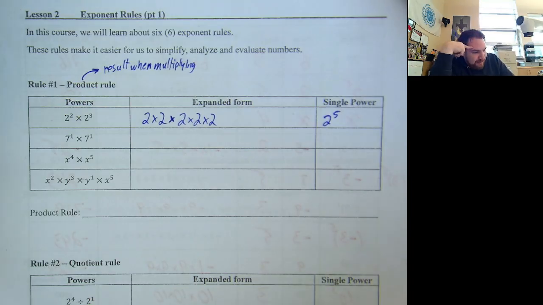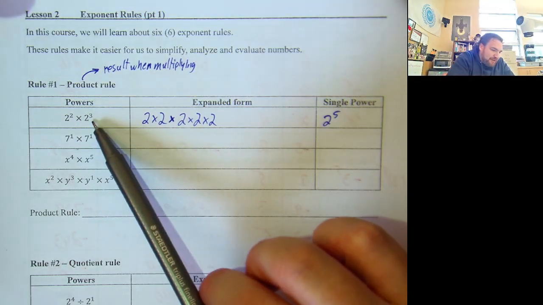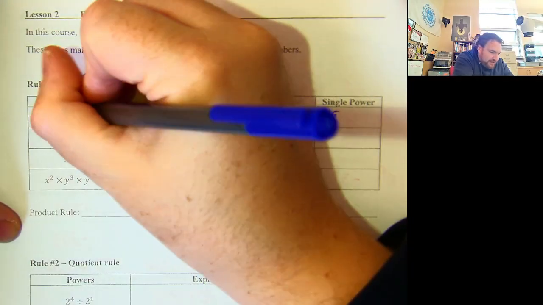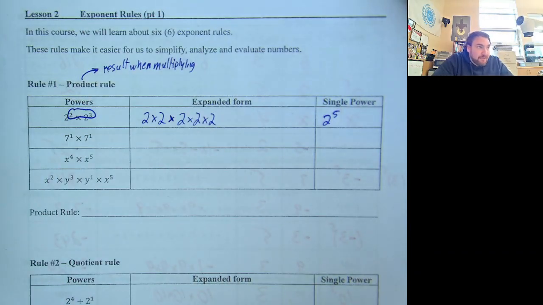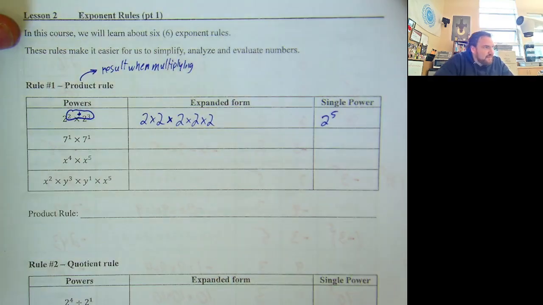Interesting, though, what's happening here? I had 2 squared times 2 cubed. I wrote it out like this, and it condensed down to this. Could I have just shortcut this? What can I do with 2 and 3 to get 5? Add them. I could add them. That's a fascinating little thing.